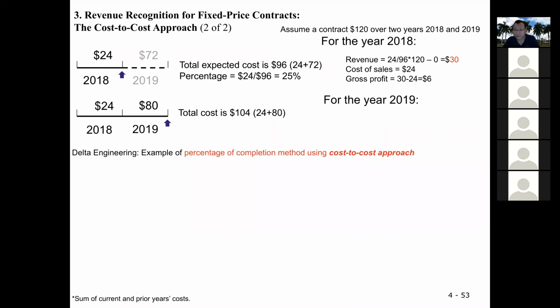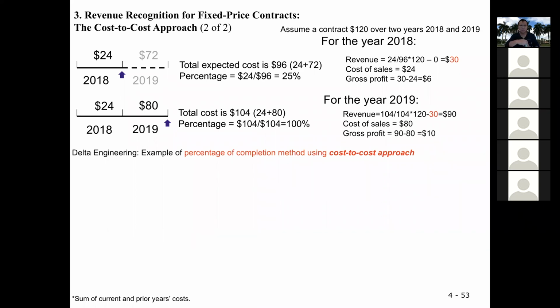Yeah, go ahead, Tim. Now, because you know the actual costs, 24 and 80, the percentage of the cost doesn't matter anymore, right? Like, 24 over 104 is about 23%, so that doesn't matter anymore, right? You already recognized your previous recognition. Remember, you are using your best estimate. This is the new information, so you don't have to go back to make an adjustment.